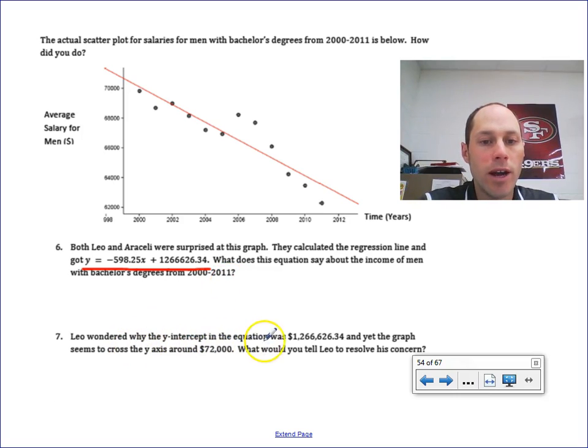And then he wondered why the y-intercept was $1,266,626, yet the graph seems to cross the y-axis around 72,000. So what are you going to tell Leo? How do we interpret that number? So pause the video and restart it when you're ready.